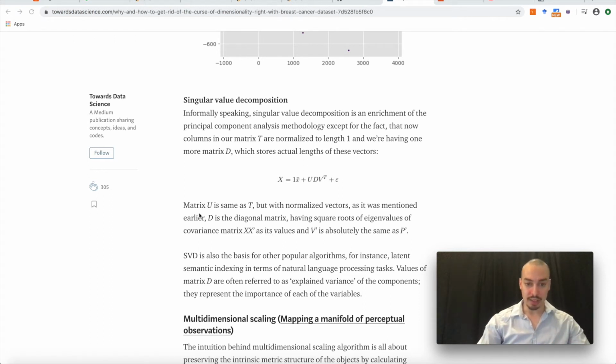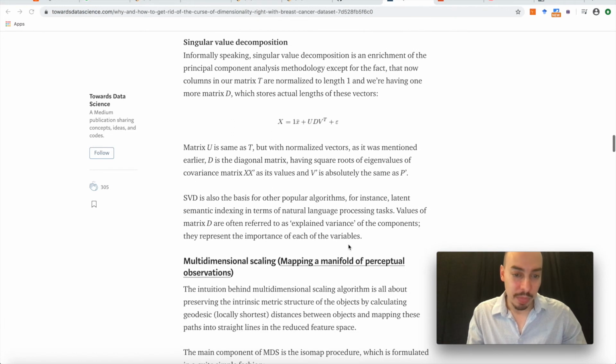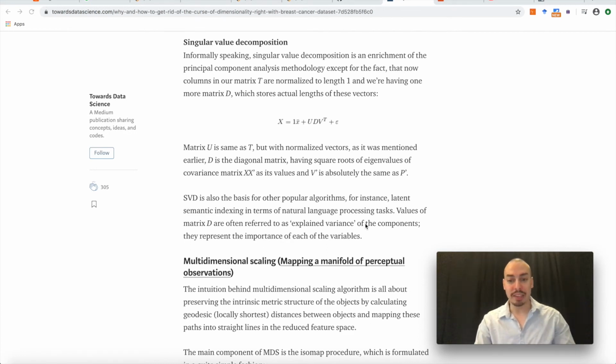Further down, they say matrix U is the same as T, but with normalized vectors, as mentioned earlier. D is the diagonal matrix having square roots of eigenvalues of the covariance matrix XX transposed as its values, and V is absolutely the same as P. SVD is also the basis for other popular algorithms, they say, for instance latent semantic indexing in natural language processing tasks. Values of the matrix D are often referred to as explained variance of the components because they represent the importance of each of the variables.